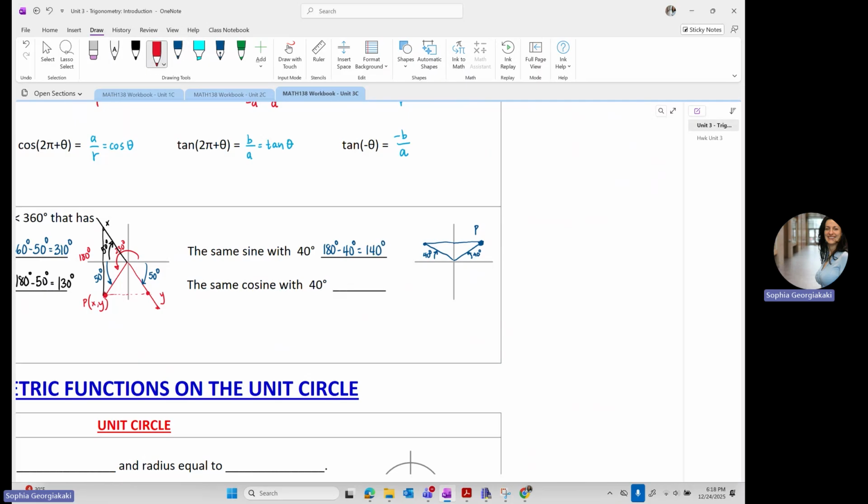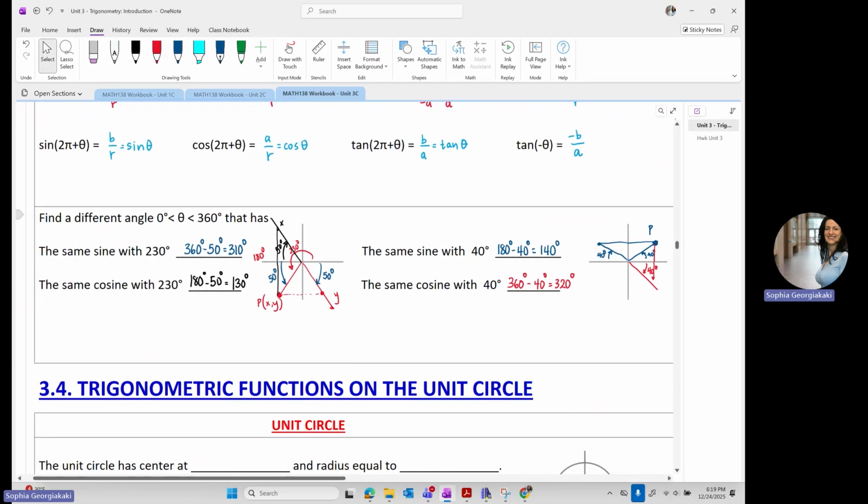And the same cosine will have the same x. So I will have an angle in quadrant 4 with the same reference angle of 40 degrees. So it will be 360 degrees minus 40 degrees, 320 degrees. And again, I can use my calculator just to double check that the two irrational numbers have the same decimal approximation, including the sign. This concludes our review of trigonometric functions of every angle.